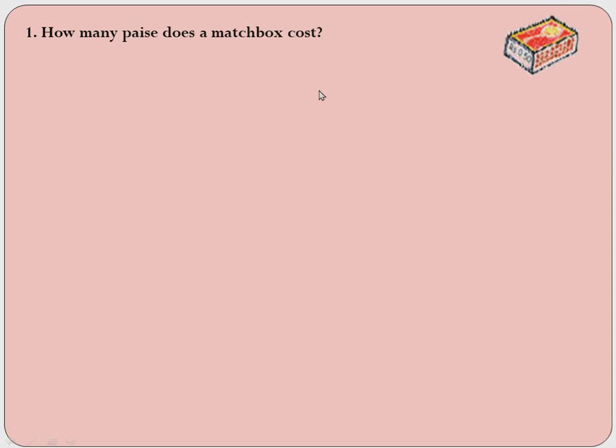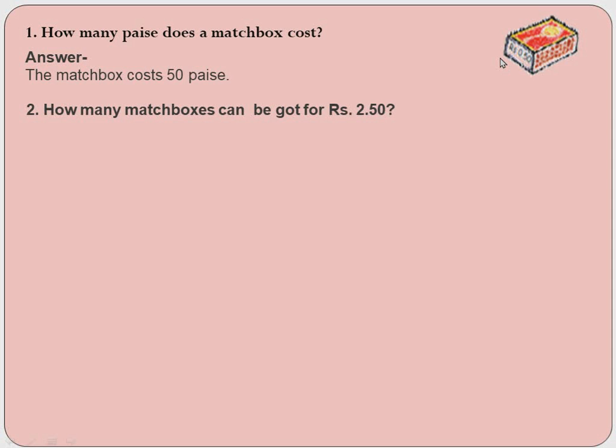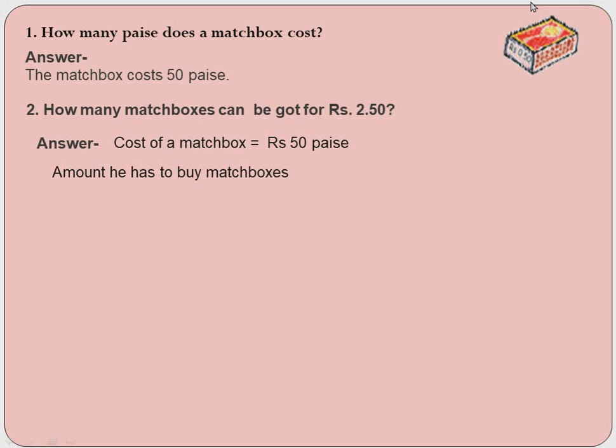Now, how many paisa does a matchbox cost? Now they are asking the cost of a matchbox. The matchbox costs 50 paisa. How many matchboxes can be got for 2 rupees 50 paisa? That is, if you have 2 rupees 50 paisa, how many matchboxes will you get? Now answer. The cost of one matchbox is 50 paisa. The amount he has to buy matchboxes is 2 rupees 50 paisa.